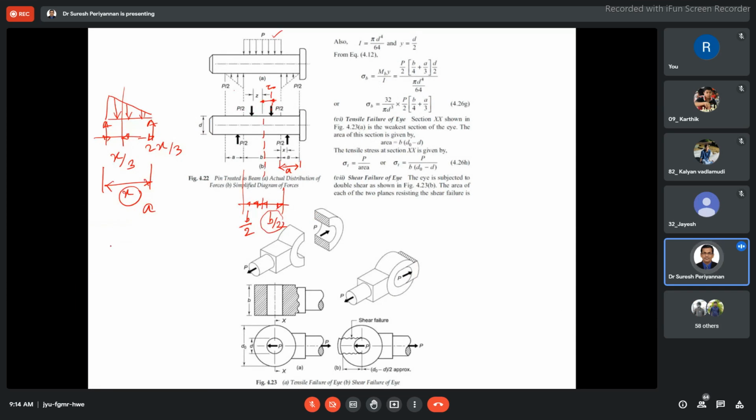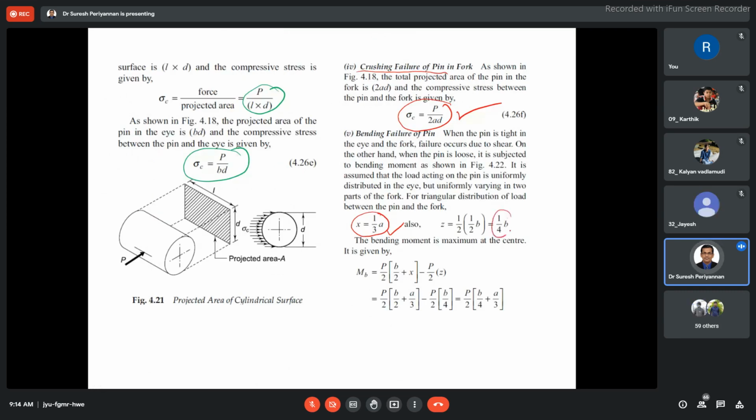Z is B by 2 whole divided by 2. That's what here is Z. Now, Z is given here. Now, 1 by B by 4. Now, come to the bending moment calculation.